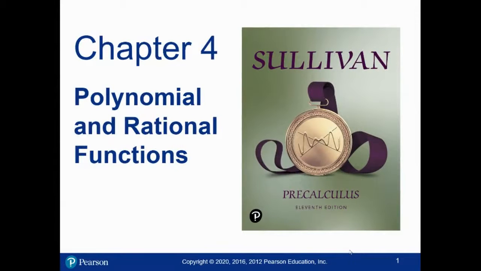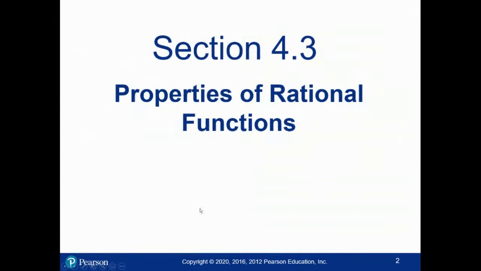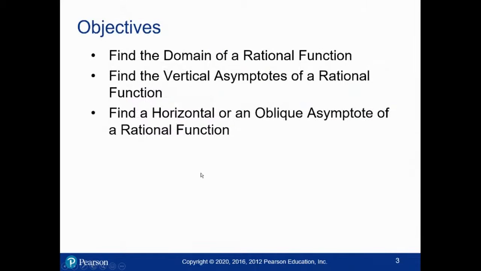All right, so we're going to keep going through section 4.3. We're in chapter 4, polynomials and rational functions. So rational functions, we have to define what they are and learn their properties. Specifically, we're going to define what a rational function is and determine what its domain is. Remember, domain is what are you allowed to plug in.